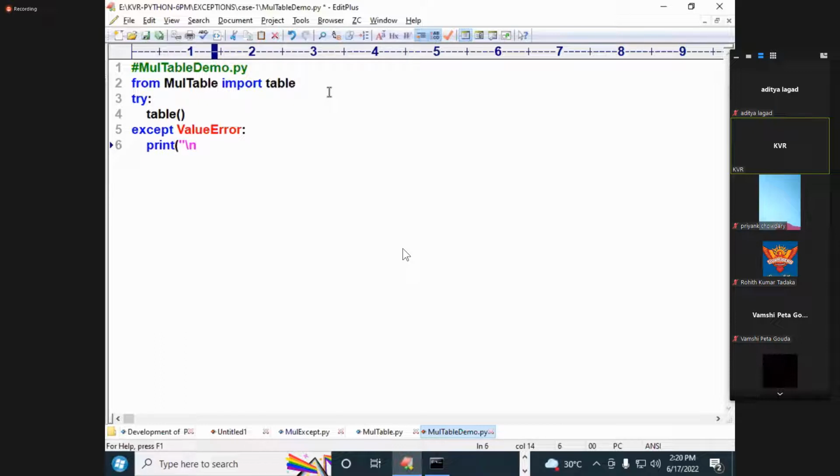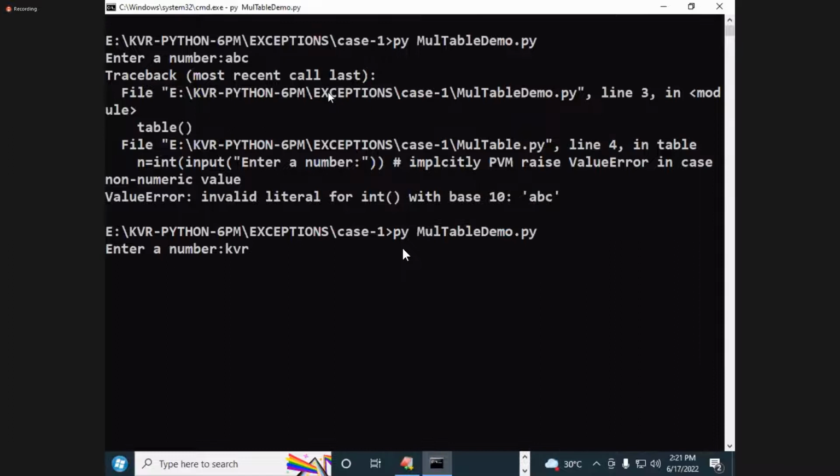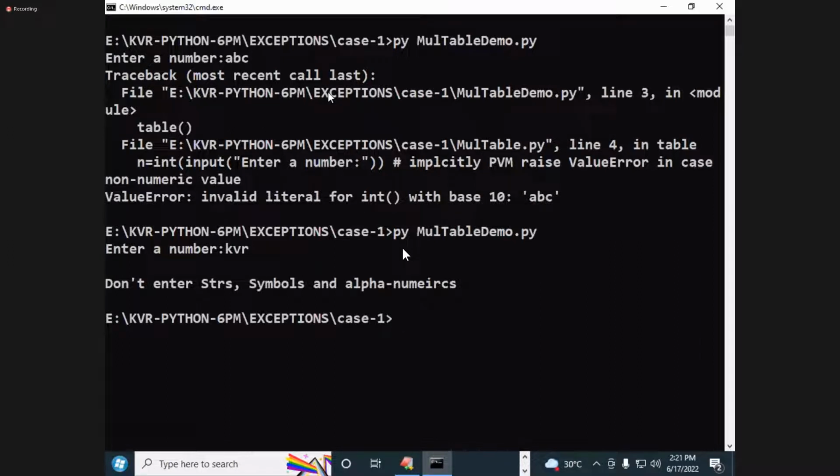Don't enter strings, comma, what? Symbols and alphanumerics. Well, now you enter. I say ABC. Now I will say my name. Don't enter strings, special symbols, and so on.